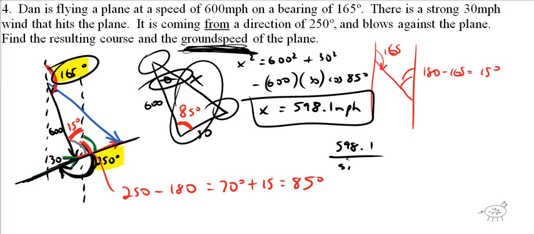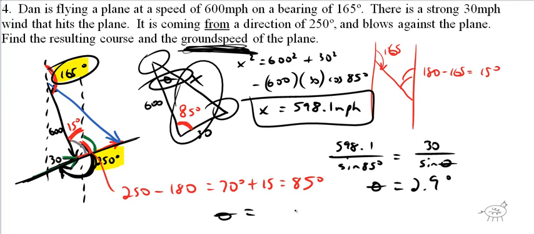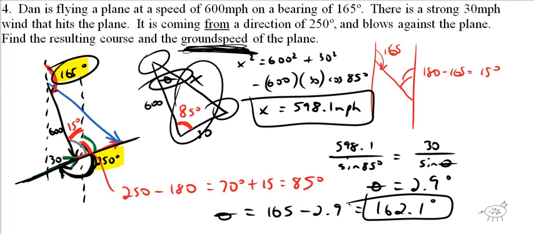598.1 over sine of 85 degrees equals 30 over sine of theta. Okay? Cross multiply, take the inverse sine, and we get theta is equal to 2.9 degrees. And remember, it's pushing it less. It's going 165, 164, 163. It's getting less and less and less. So my new theta is going to be 165 minus 2.9 degrees, which gives me 162.1 degrees. Okay, that's my new course.